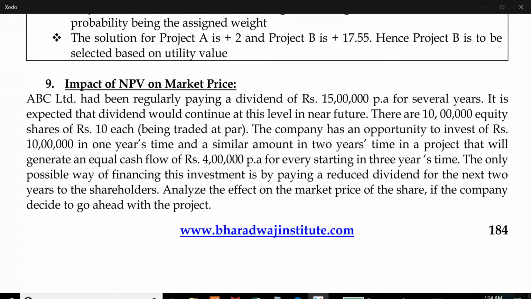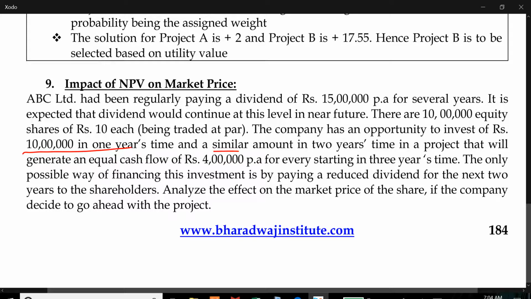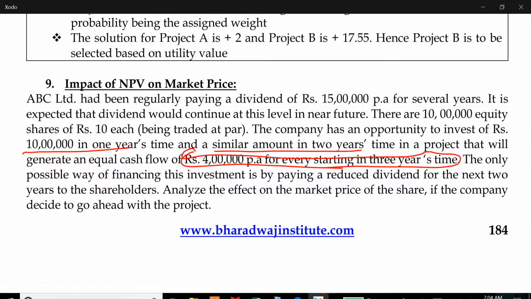There are 10 lakh equity shares of 10 each. The company has an opportunity to invest 10 lakh in 1 year and a similar amount in 2 years, and it will generate an equal cash flow of 4 lakh for every year starting in 3 years' time. So, I am going to invest 10 lakh in the first year, 10 lakh in the second year, and I will get a perpetuity of 4 lakh from year 3 onwards. They are saying I have to reduce dividend.